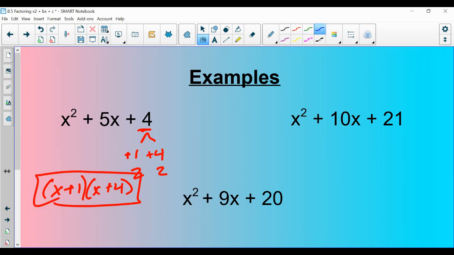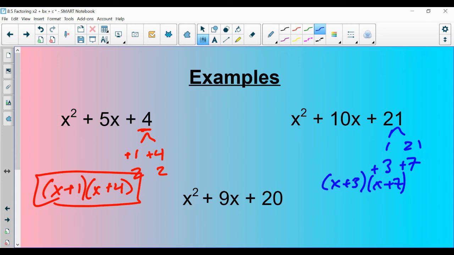Let's try it again. Same idea. You're going to go to the C term and list the factors of the C term, which in this case is 21. There are not very many factors of 21, just 1 and 21 and 3 and 7. Which of these factor pairs add to 10 and how? Well, if the 3 was positive and the 7 was positive, they would add to 10 and multiply to 21. X plus 3, X plus 7.